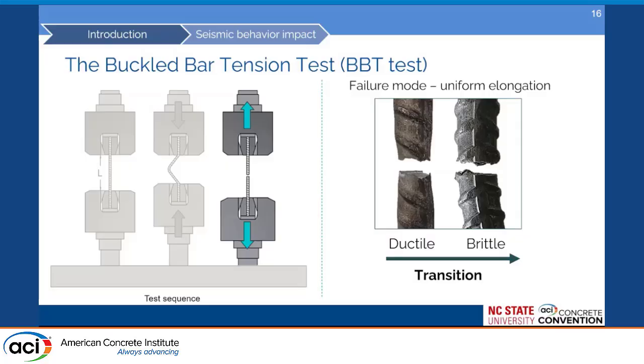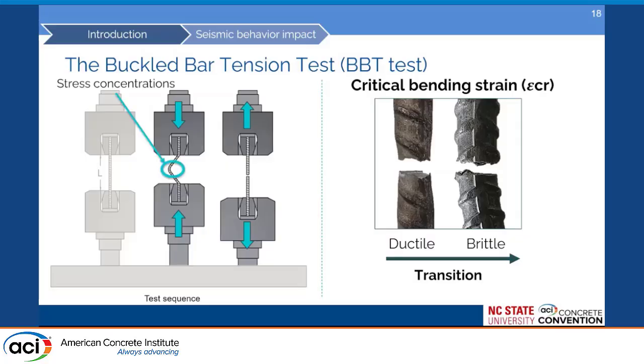Multiple bars are subjected to different levels of buckling, and what we look for is that amount of bending strain that results in a change in the failure mode from ductile to brittle. This is what we call the critical bending strain. And this parameter is mainly influenced by stress concentrations that occur at the base of the ribs at the section of the maximum curvature in the bar.